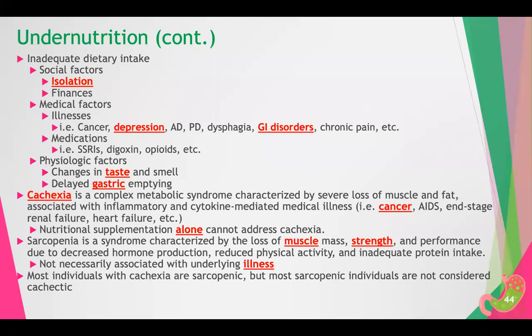I think this might be one of the things with age. As we get older, some of our hormones are decreased. We do have decreased physical activity, and we'll typically have less dietary intake, which could impact protein intake. So individuals who have a loss of muscle mass, strength, and performance, but don't have any underlying medical illness that's causing it, are more than likely to have sarcopenia. Most individuals with cachexia are sarcopenic, but most sarcopenic individuals are not considered cachectic. So remember, cachexia is that complex metabolic syndrome that occurs with certain inflammatory diseases.